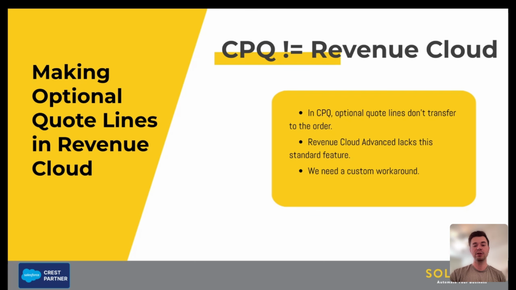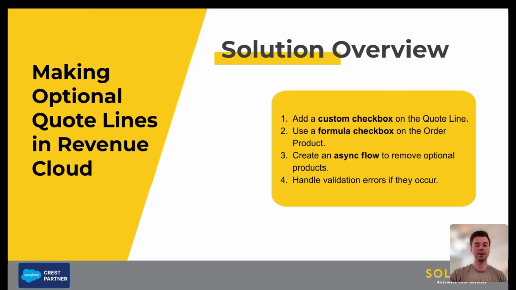So as I mentioned, CPQ is not the same as Revenue Cloud. There is not complete feature parity there, at least at this time. So you will need a custom workaround in order to make it so that quote lines do not move over to the order. So let's jump in.